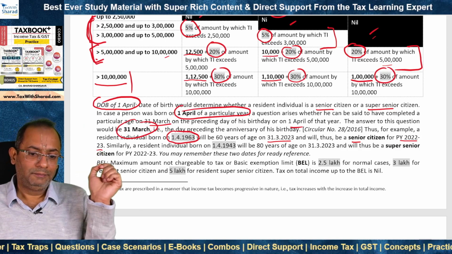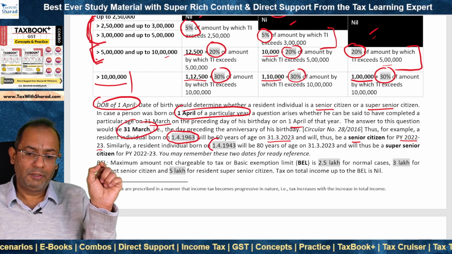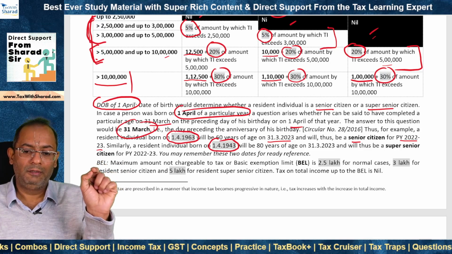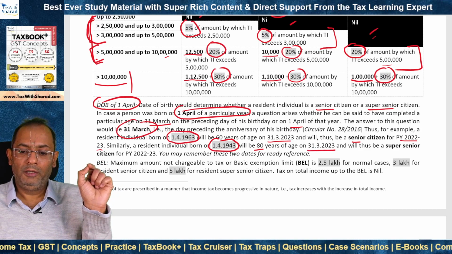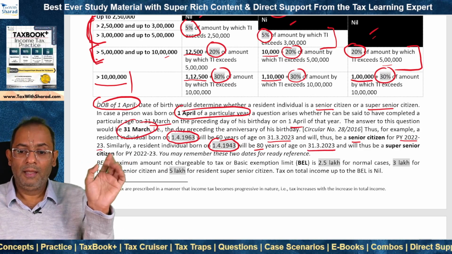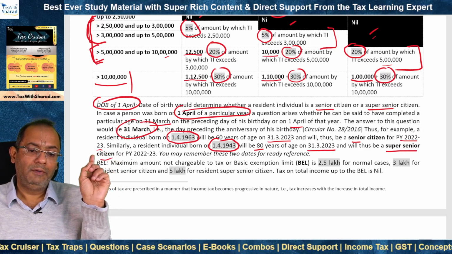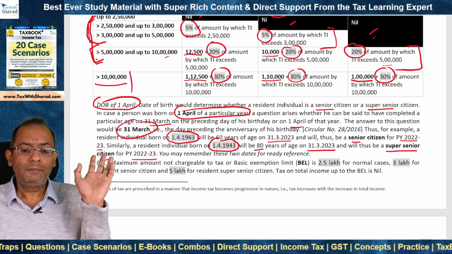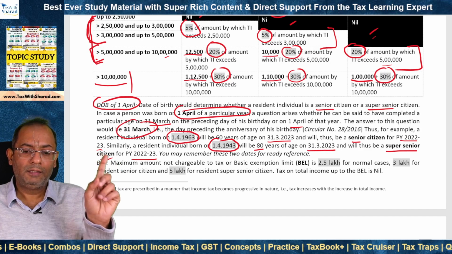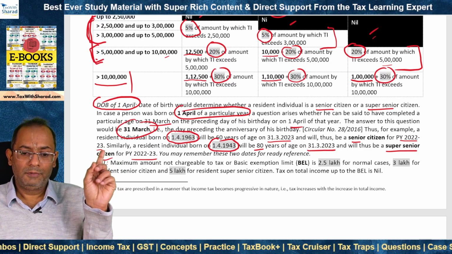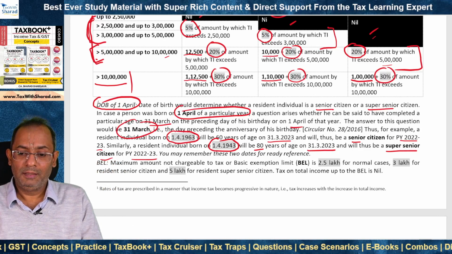Similarly, the cutoff for a super senior citizen will be 1st April 1943, because that person will turn 80 years of age on 31st March 2023, not on 1st April 2023, and therefore he will be a super senior citizen for previous year 22-23. You may remember these cutoff dates for ready reference: 1st April 1963 for a senior citizen and 1st April 1943 for a person to become a super senior citizen for previous year 22-23.